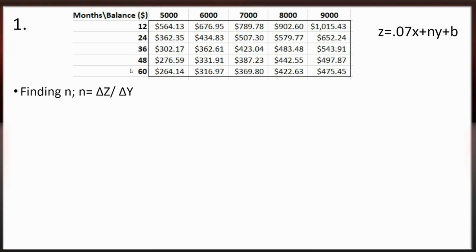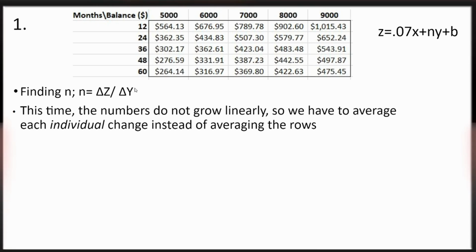So now we're going to be looking up and down. We're going to be looking at the jump from here to here, maybe jumps from here to here, jumps from here to here. We have to look at the entire table to get the most accurate fit. So this time, the numbers do not grow linearly, so we have to average each individual change instead of averaging the rows.